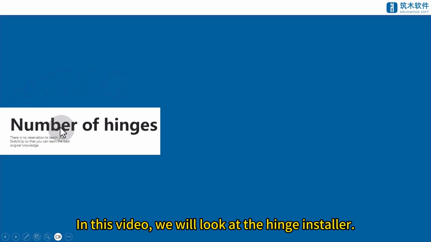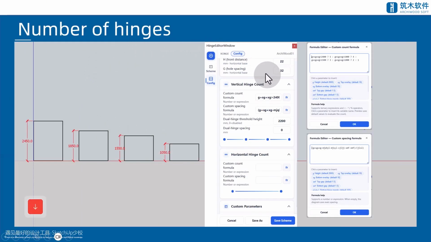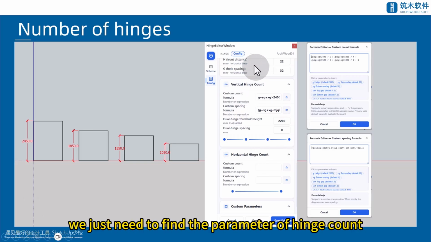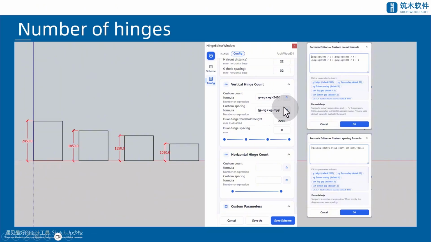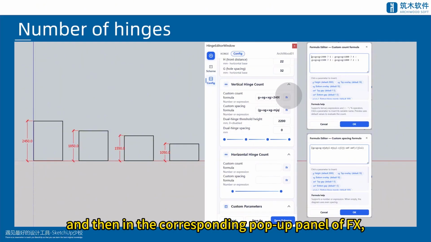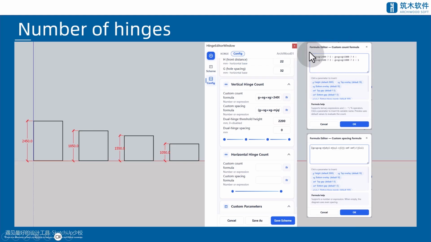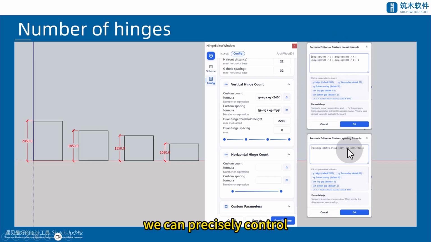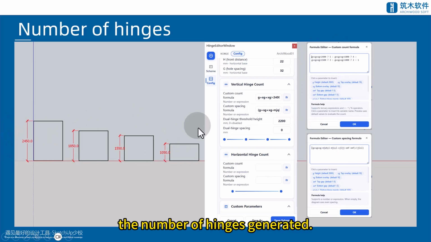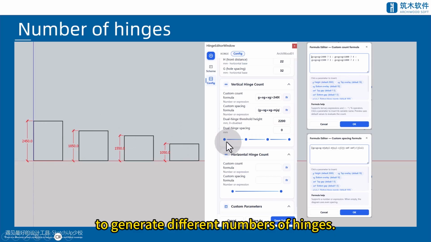In this video, we will look at the Hinge installer, and how to control the number of hinges in the process of creating a hinge scheme. That's very simple. We just need to find the parameter of hinge count, and then in the corresponding pop-up panel of FX, enter the parameters to control the hinges. And with the corresponding parameter of the hinge spacing, we can precisely control the number of hinges generated. In this way, it can generate different numbers of hinges.